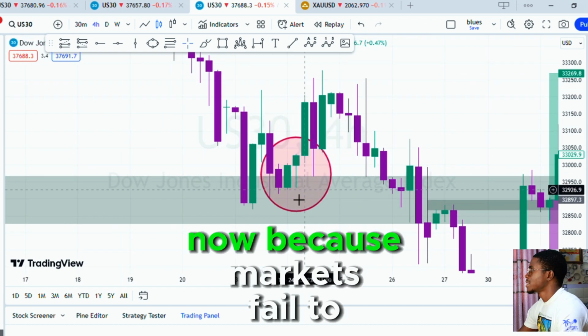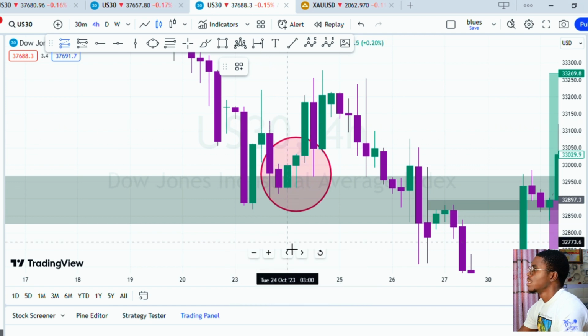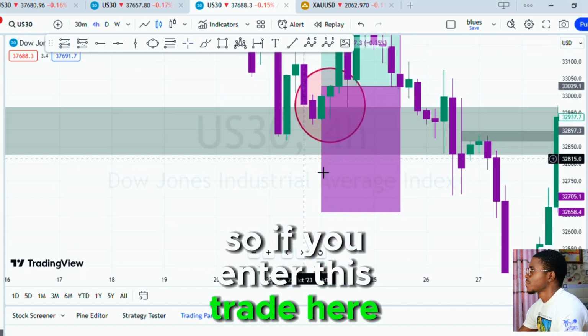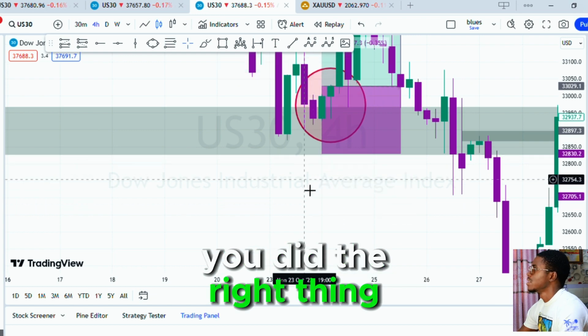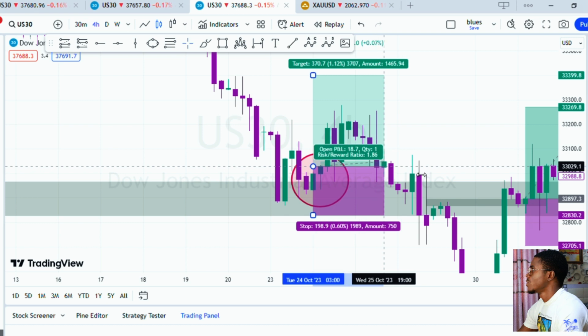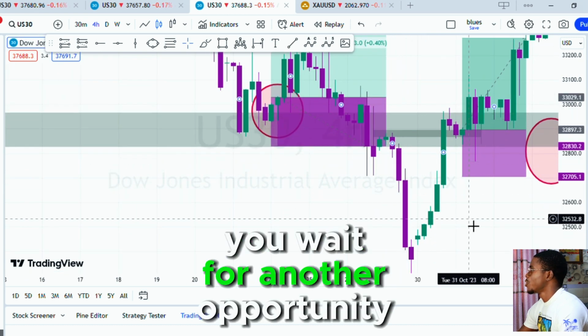Here's another signal because market failed to create a lower low. That means here now market needs to push up. So if you enter this trade here, you did the right thing, but you cannot control the market. Even though it still pushed down to hit your stop loss, you wait for another opportunity.